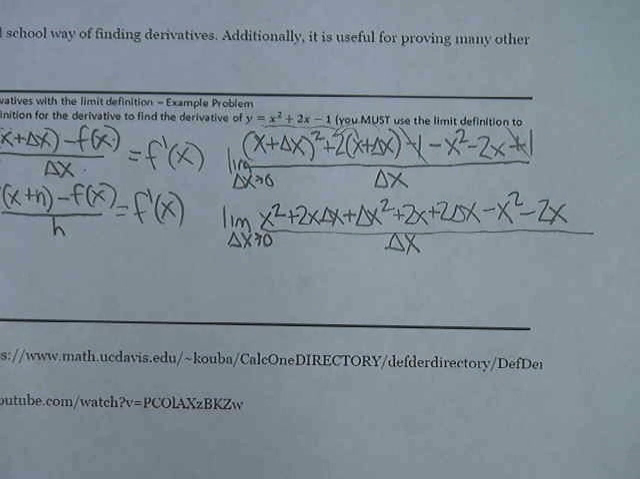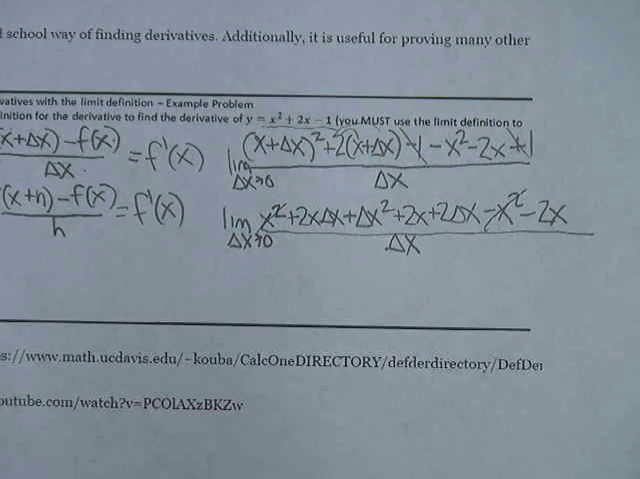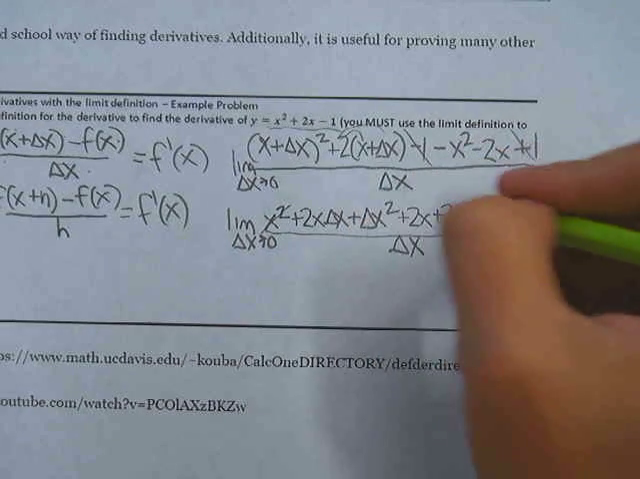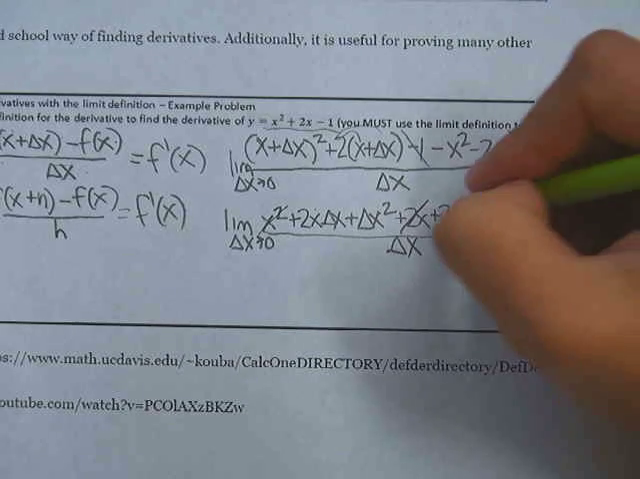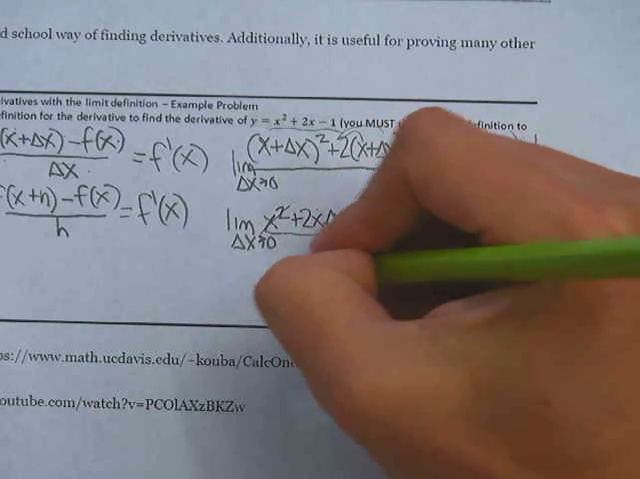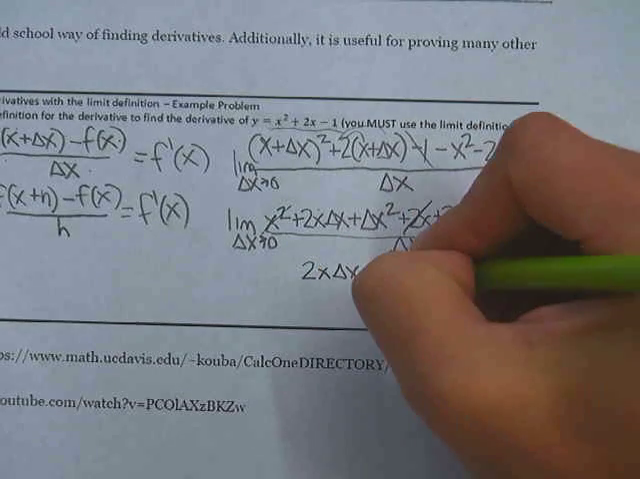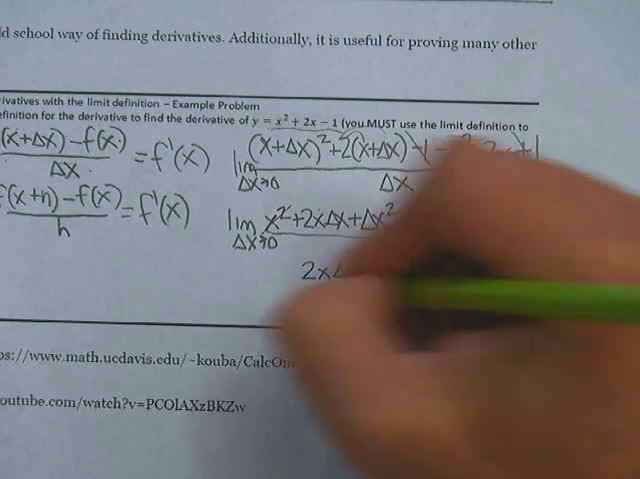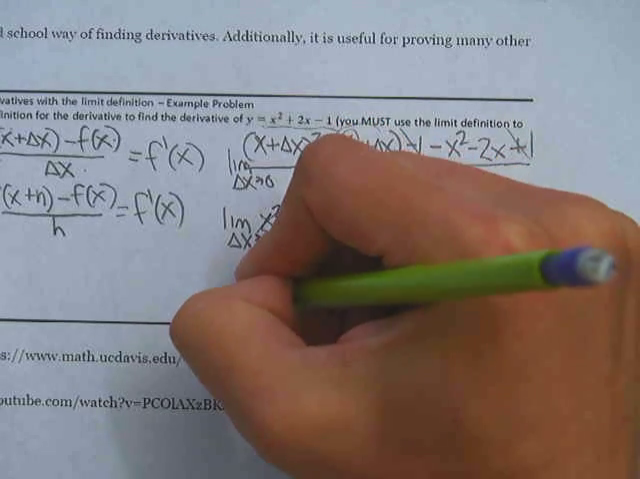Okay, now we have some beauty going on here because some things go away. x squared minus x squared, 2x minus 2x, and all we're left with is these 3 terms. Okay, so I'm going to rewrite that. 2x delta x plus delta x squared plus 2 delta x, all over delta x, and our limit.